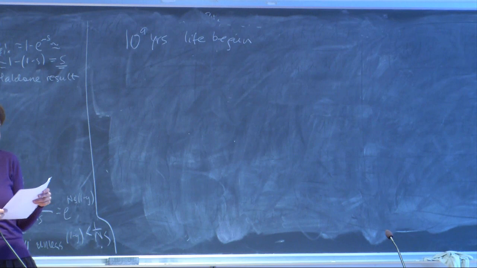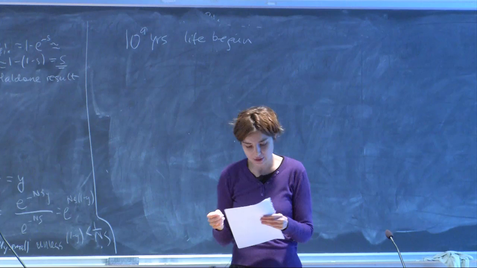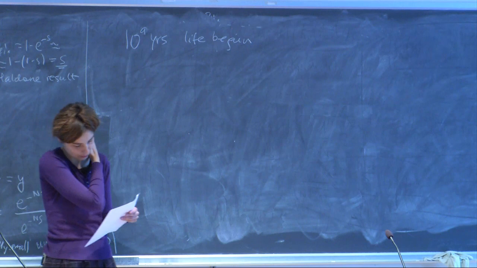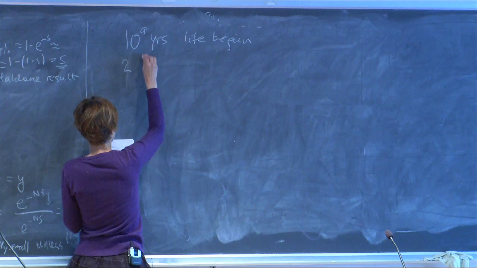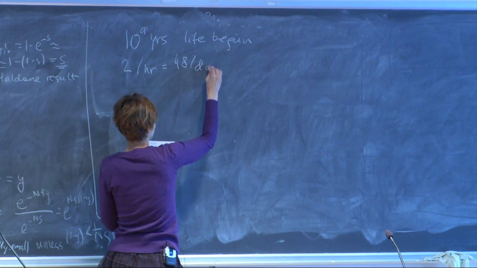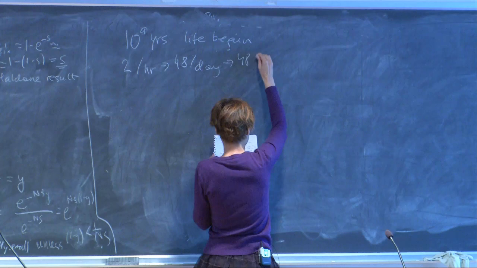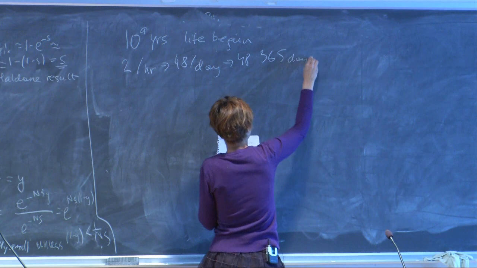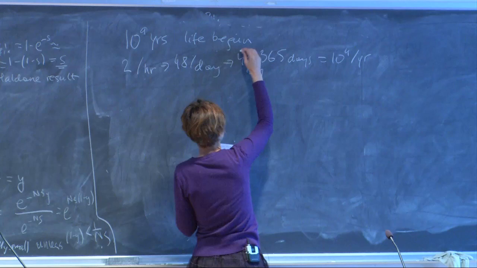Okay, so how many cell divisions per year? So let's think about E. coli, because that's the only thing we can think about. So E. coli in the lab, in the wild this is of course not true and we don't really know, but it divides about twice per hour, okay? So two times per hour means 48 times per day, which means 48 times 365 days, which is of the order of 10 to the 4th per year.